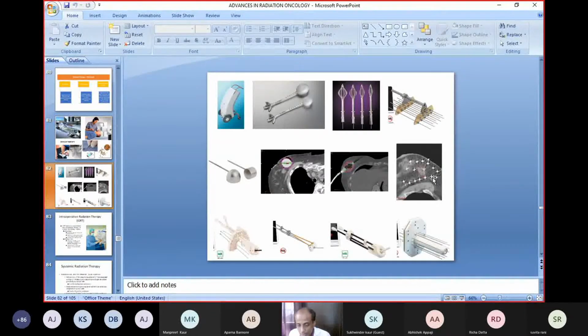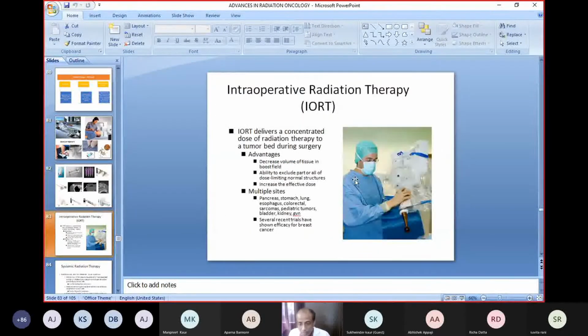This is interstitial brachytherapy, where multiple needles are inserted into the patient's body. You can see this is a breast cancer, and we have inserted so many needles into the tumor. This is the tumor; surrounding the tumor, we have put so many needles. Then we take a CT scan, plan, and deliver the radiation therapy. These are applicators also placed into the breast tissue, and this connector connects to the equipment before the treatment is delivered.